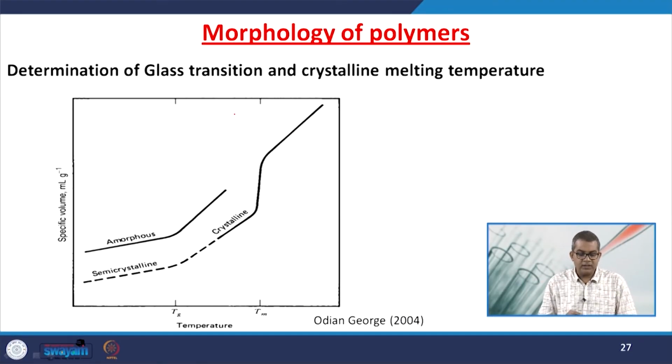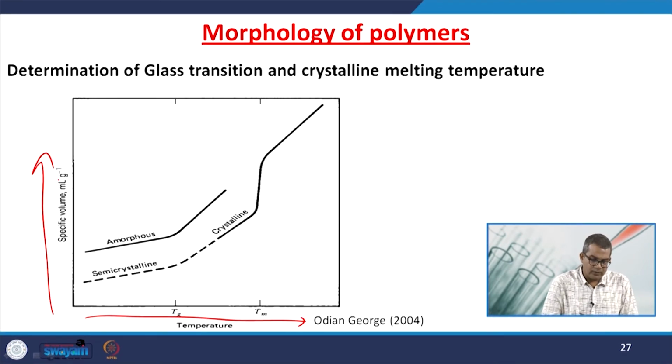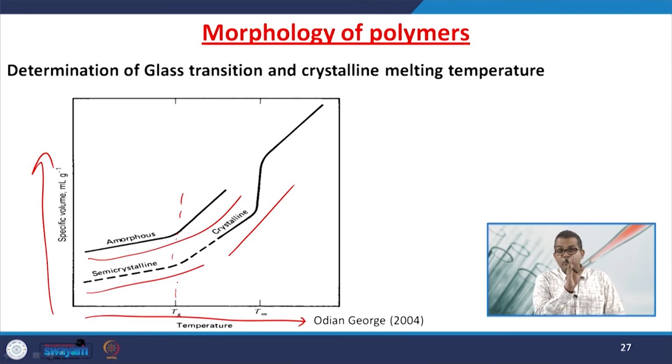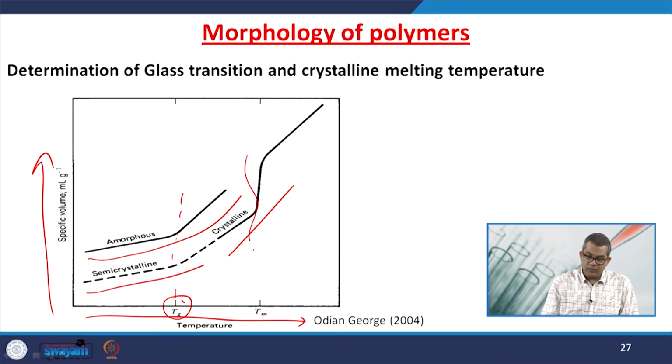Now, here you can see the determination of the glass transition and crystalline melting temperature. Here you see that if you keep on increasing the temperature, with specific volume on the y-axis, you see the behavior of amorphous, semi-crystalline and crystalline polymers. At this particular point, when the chain movement starts, that means they acquire flow character, that is called the glass transition temperature, and when it takes a drastic change, then this is called the Tm.